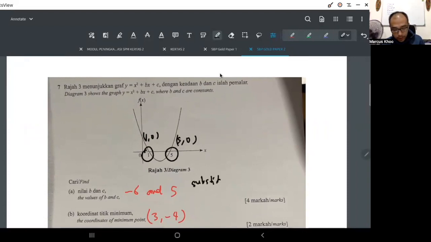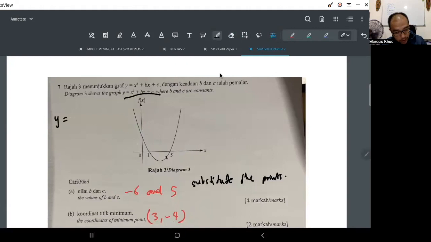Substitute the points into this equation and do simultaneous equations. You will get -6 and 5. And so when you get -6 and 5, the equation now becomes y equals x squared minus 6x plus 5. And this point over here becomes 5 and 0. That is also a very important thing. Sorry, 0 and 5. Oh dear.